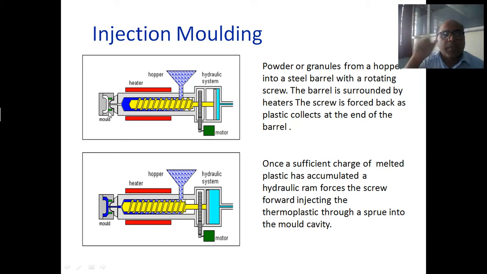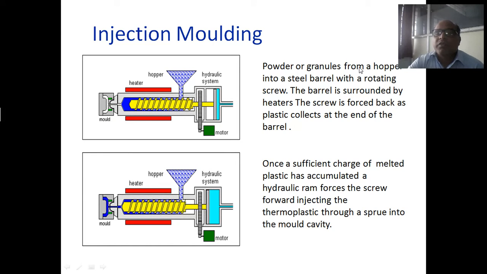In the case of extrusion, we have seen that it is a method with a constant cross section, where continuous extrusion takes place. But in the case of injection molding, what happens? A fixed amount of material is there, and a particular hopper. This is the hopper, and the material will be fed over here. There is a rotating screw, and the material will be injected. It is not a continuous cross section. That process is not continuous.